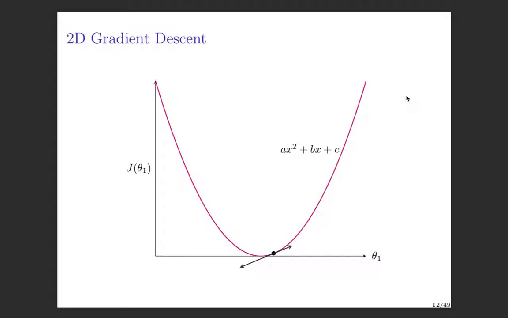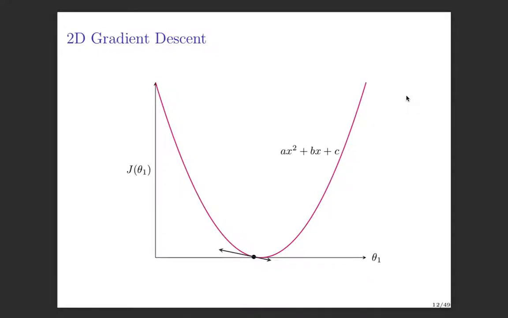Negative, positive slope, move left. Negative slope, move right. You found it. You can go home and implement that right now in Python. It would take you 5 minutes. But that's all. If you have a parabola, that's how you find the lowest point.